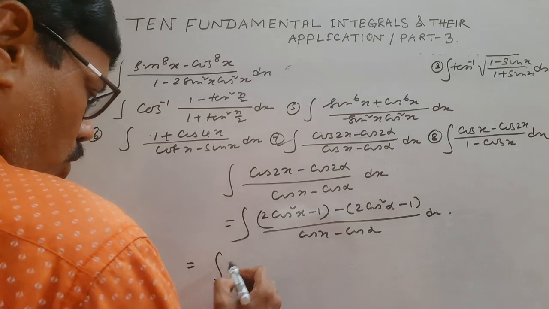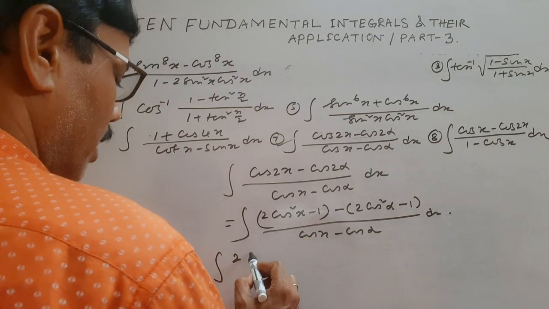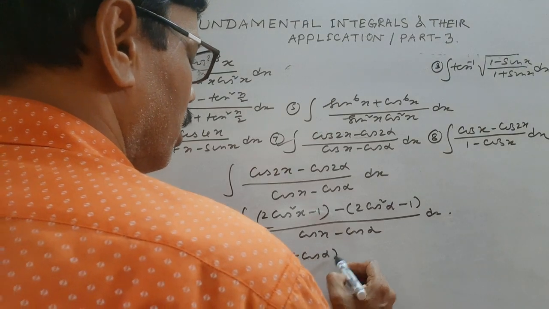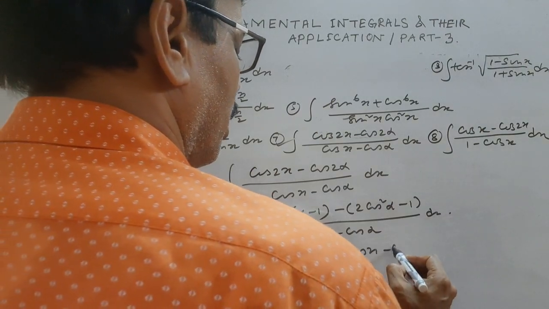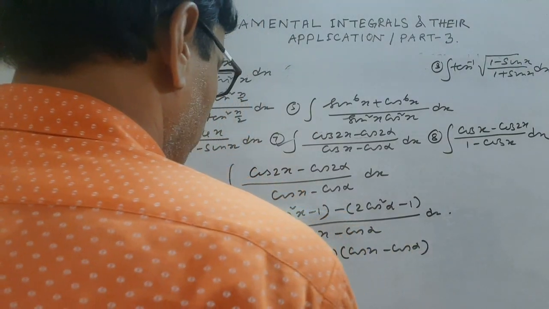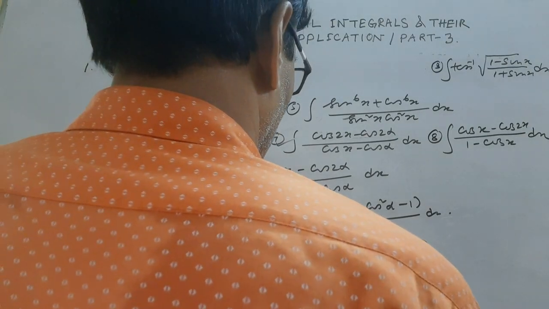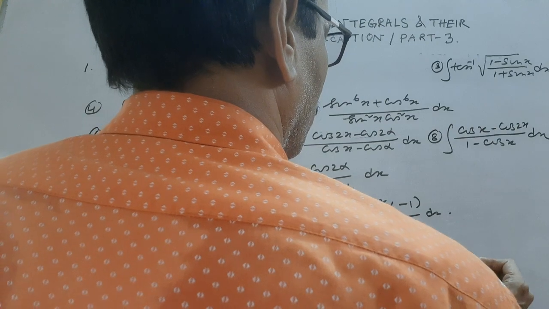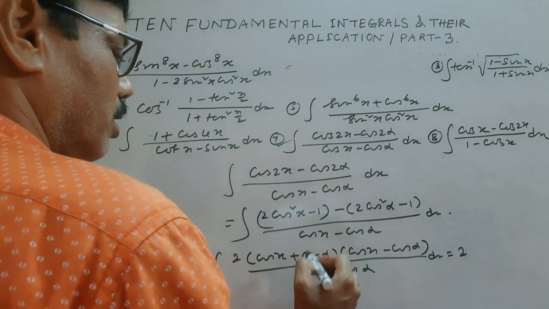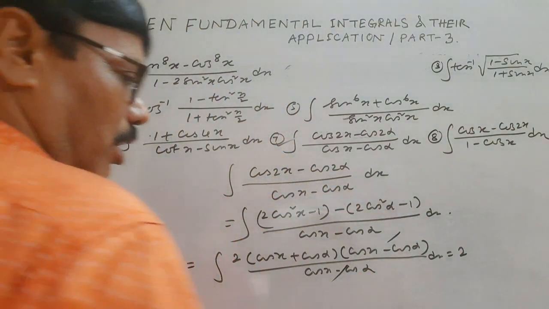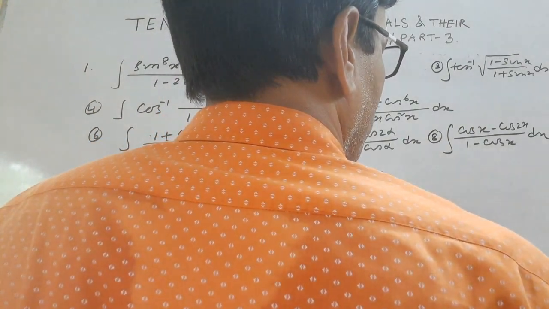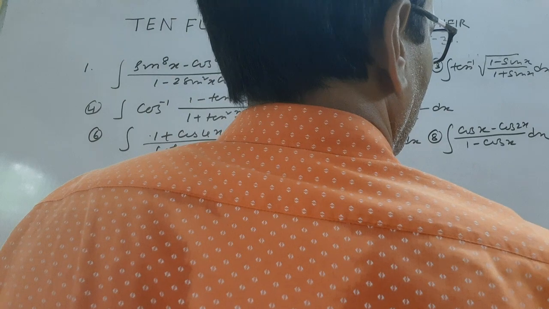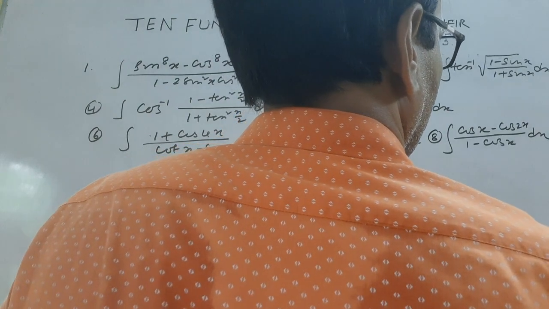So 2 common, 1 cancel. So (cos x plus cos alpha) into (cos x minus cos alpha) by (cos x minus cos alpha) dx. So 2 outside. So integration of cos x dx plus 2 cos alpha outside dx.